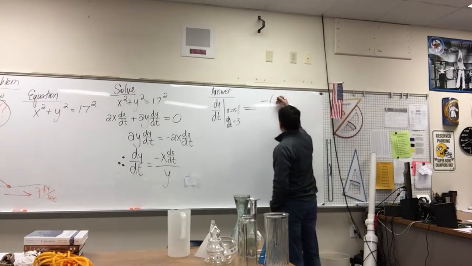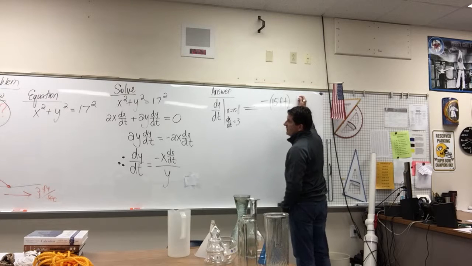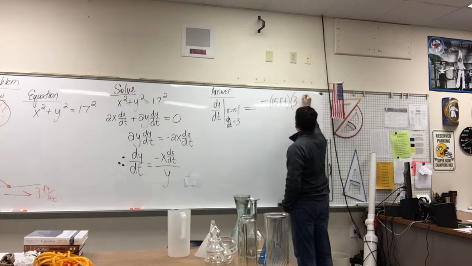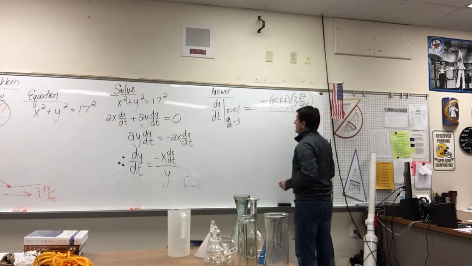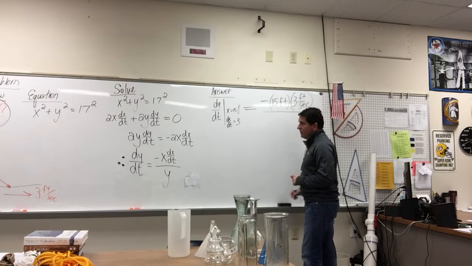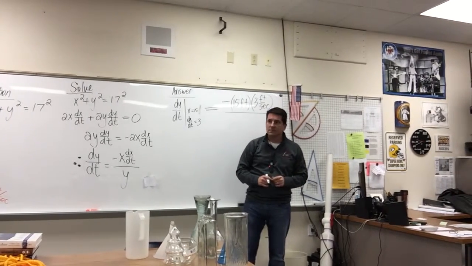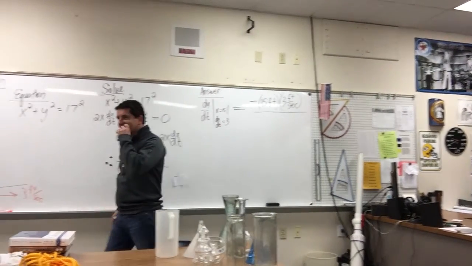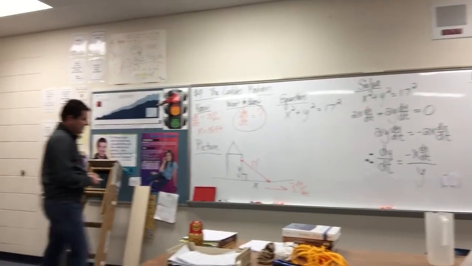And I highly recommend that you keep the units in here. So this is negative 15 feet times dx/dt, which is 3 feet per second, all divided by, oops. We were so close.